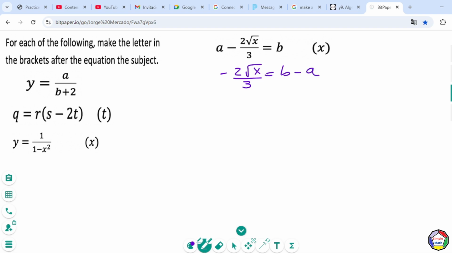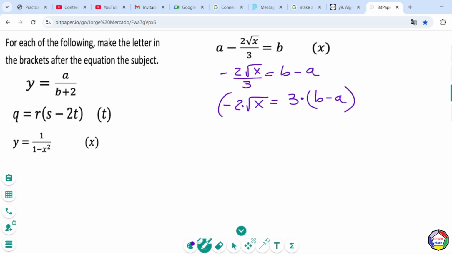Yes? Now I'm going to take this 3 and I will move it to the other side with the inverse operation, which is multiplication. The inverse operation, because the 3 is dividing 2 times the square root of x. So the inverse operation of that division is multiplication. So we have that minus 2 times the square root of x is equal to 3, which multiplies (b minus a). Well, that parenthesis is not necessary to put there. I know that, you know that, but I wanted to put it just to indicate that I will multiply that.